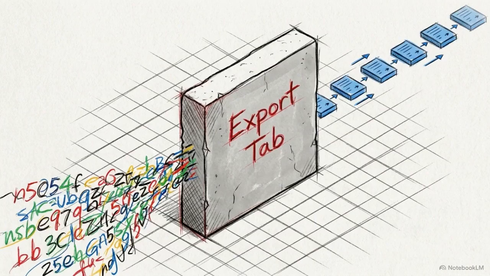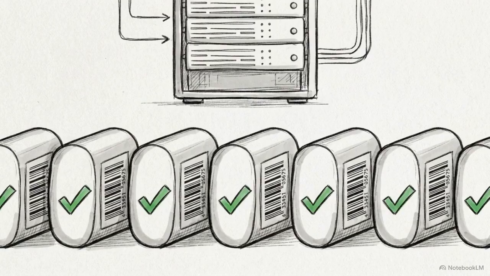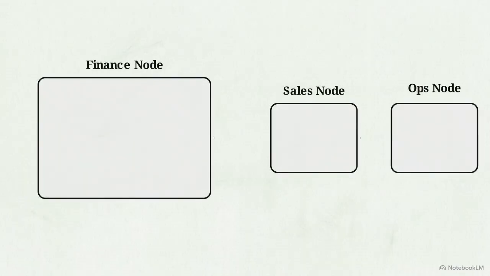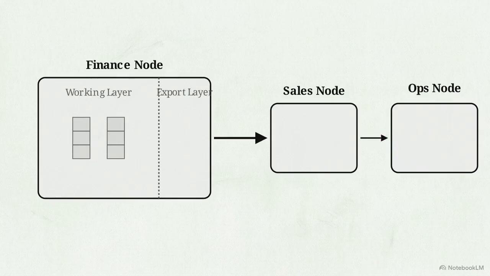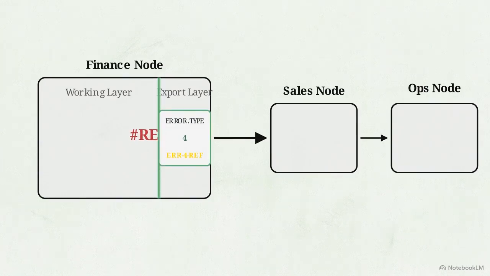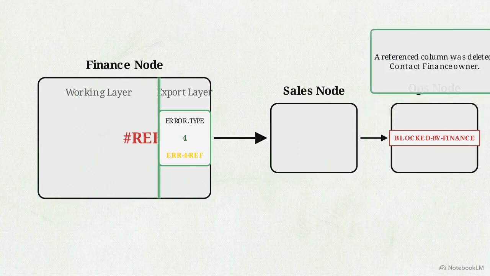Isolating raw working data behind these edge defensive export layers ensures downstream connections only carry controlled operational flags, catching cascading failures at their point of origin. Evaluating the newly engineered data flow across the multi-department pipeline, we see a stabilized network. Consider what happens now if a sudden baseline structure deletion occurs in the finance node. The edge defensive architecture responds instantly. The red error halts at the boundary. Clean yellow text reading ERR-4-ref travels to sales, and blocked by finance travels to operations without mutating the context.